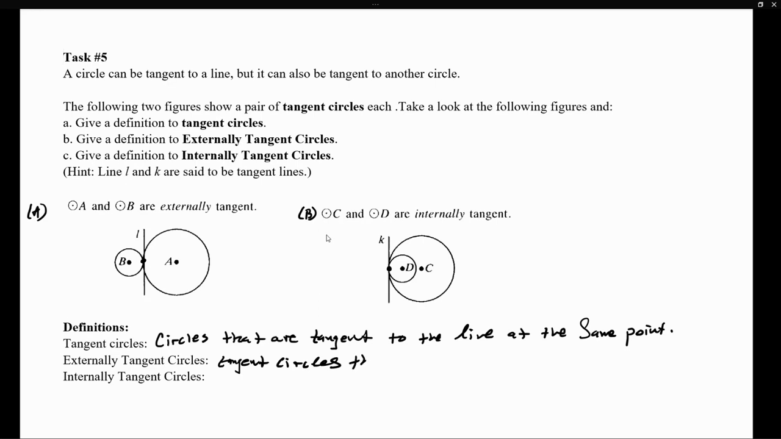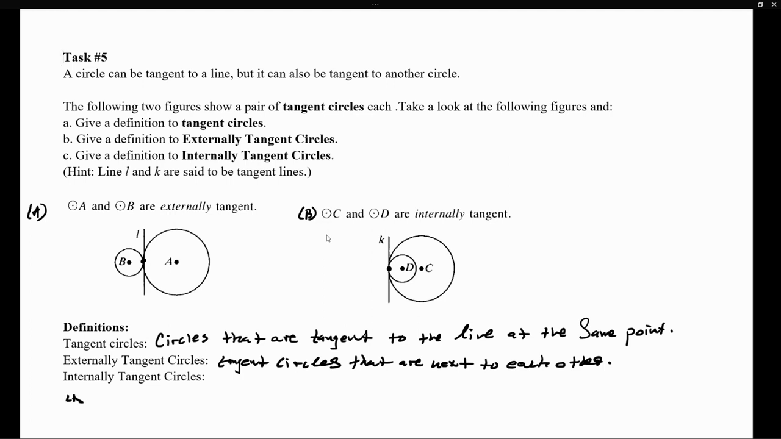that are next to each other, such as in example A. Notice that in A, we have two circles. They're tangent to the same line at the same point, and they're not overlapping. They're actually next to each other.